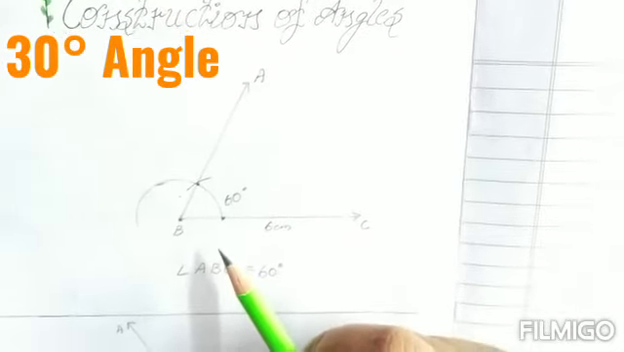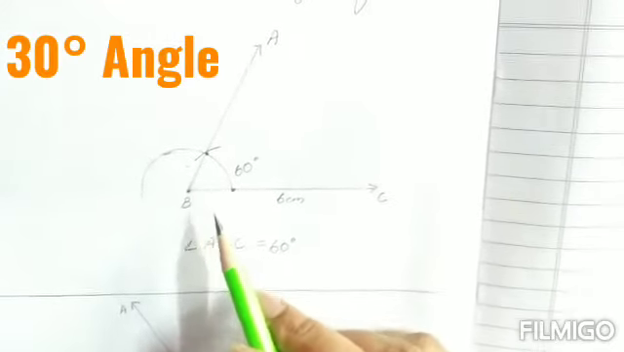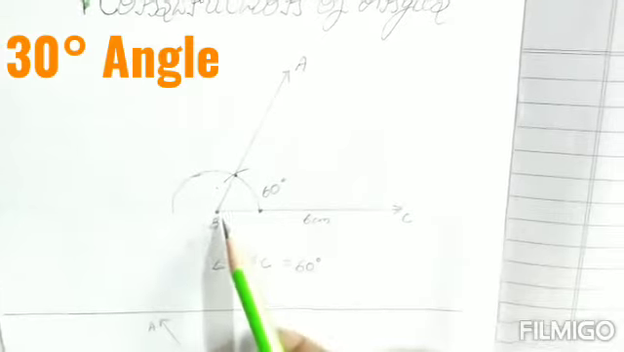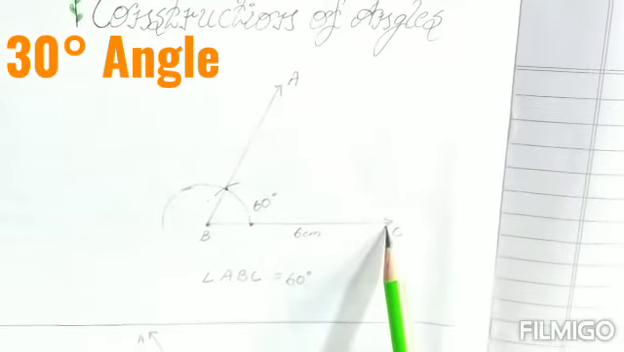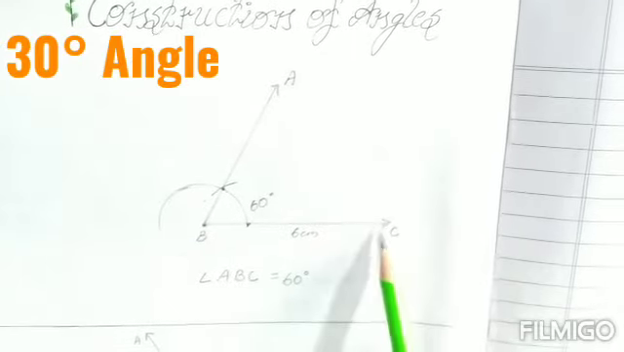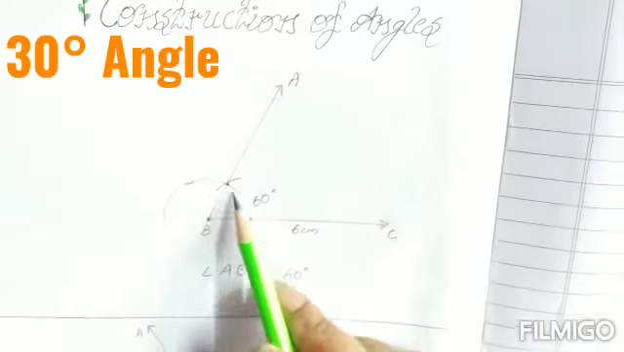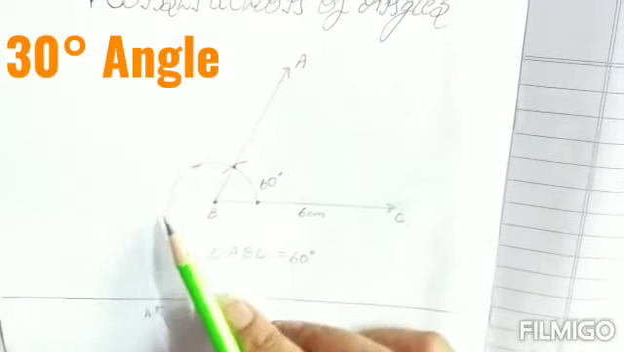Now in order to make a 30 degree angle, children, I had already taught you how to make a 60 degree angle. Let's revise once. You had to first draw a baseline. You can take it of any measurement using a scale, children. Where the line starts, over there you had to keep your compass and you drew a semicircle.